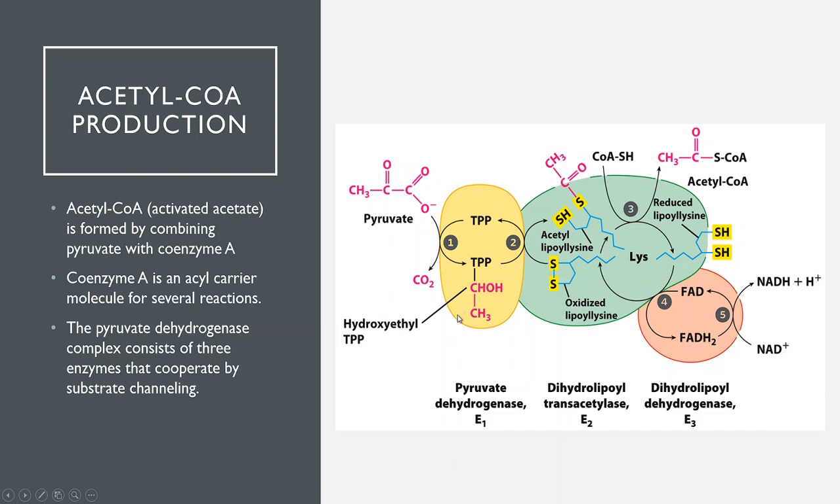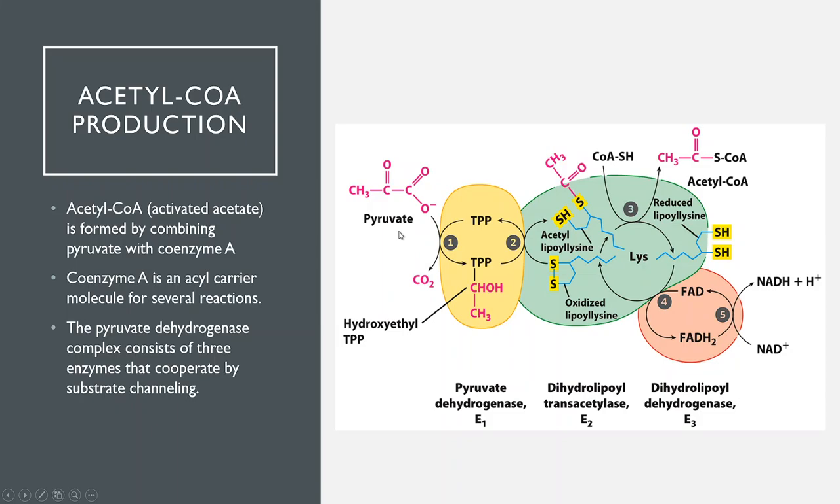In fact, this is an example of something called substrate channeling, where the 3 enzymes, even though they each catalyze different reactions, the substrate of each reaction gets transferred directly from one enzyme to another. So rather than have the substrate diffuse away from the first enzyme and move to the second, the substrate just immediately transfers from one group to the next. But again, the end result is you end up with 1 molecule of acetyl-CoA.